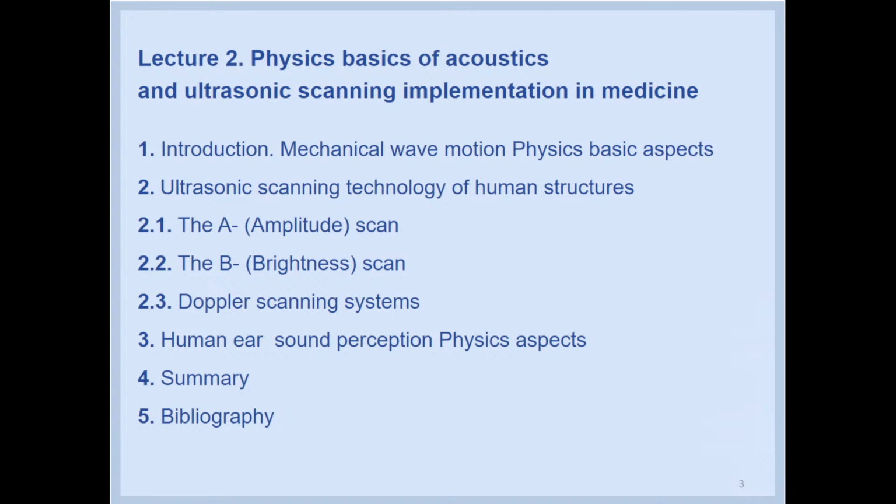And look here, you can see the points for the review of this lecture. First of all, let me introduce mechanical wave motion physics basic aspects. The next will be the ultrasonic scanning technology of human structures of 3 modes: A, amplitude scan mode, B, brightness scan mode, and the Doppler scanning system will be considered.